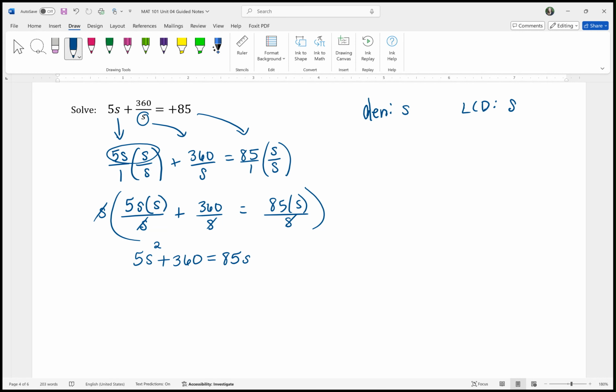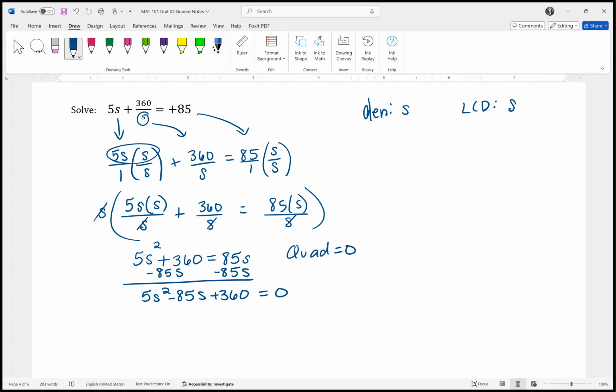Okay, stop and ask yourself, what type of equation is this? Our highest exponent on the variable here is 2. So this is a quadratic. And if it is a quadratic, you need to set it equal to 0 and solve. So this is a different process than the previous one because that one was linear. So our next step is going to be setting this equal to 0. We're going to do that by subtracting 85s from both sides. That'll be 5s squared minus 85s plus 360. Notice I put it in descending order at this point.